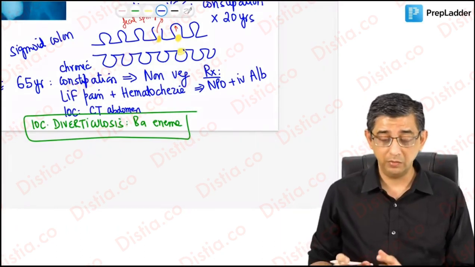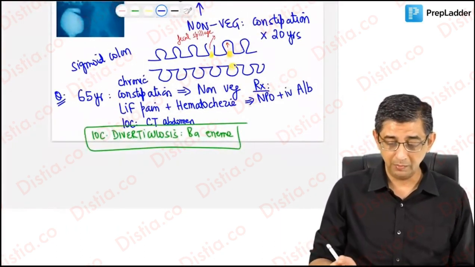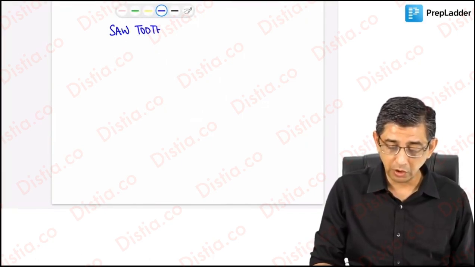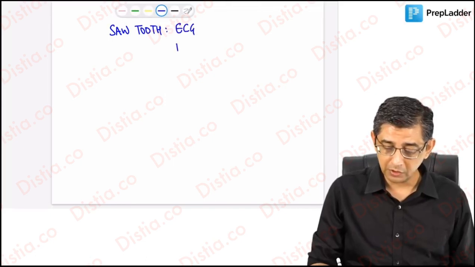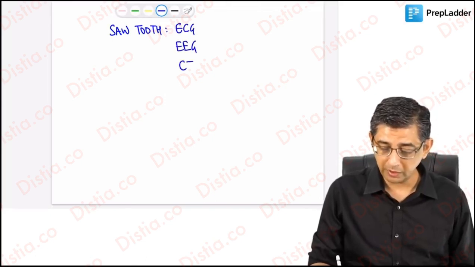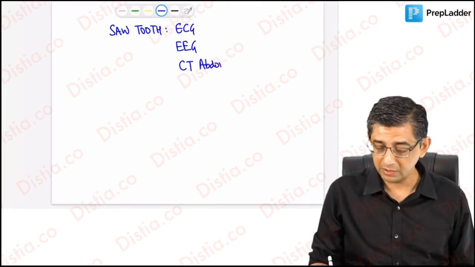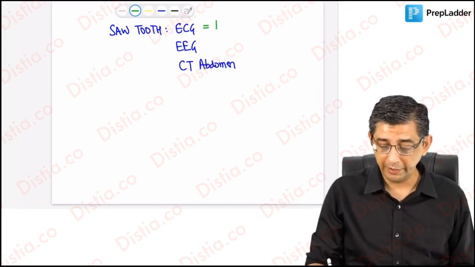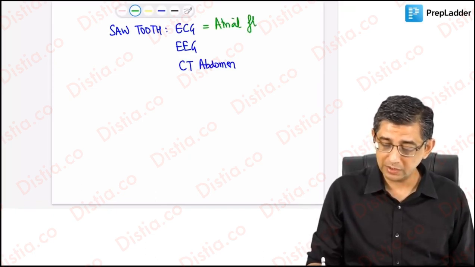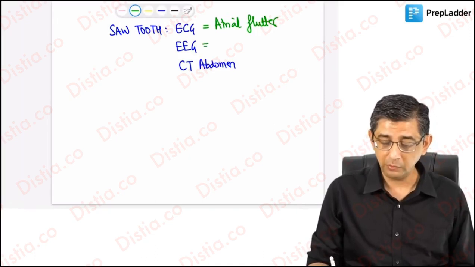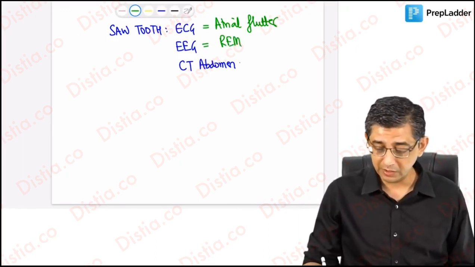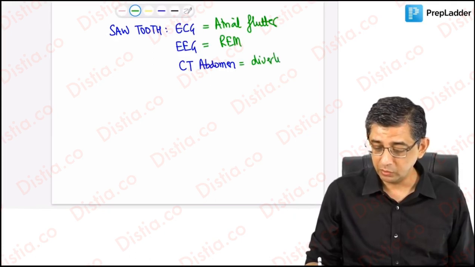But I again want to highlight that whenever in the exam you read sawtooth pattern on ECG versus sawtooth pattern on EEG versus sawtooth pattern on a CT abdomen, you know the answers will definitely be different. Sawtooth pattern on ECG is always atrial flutter, which I know most guys can answer spot on. If it says sawtooth pattern on EEG, then your answer would be REM phase of sleep. Whereas for CT abdomen, as we have just discussed, it's going to be answered as diverticulitis.